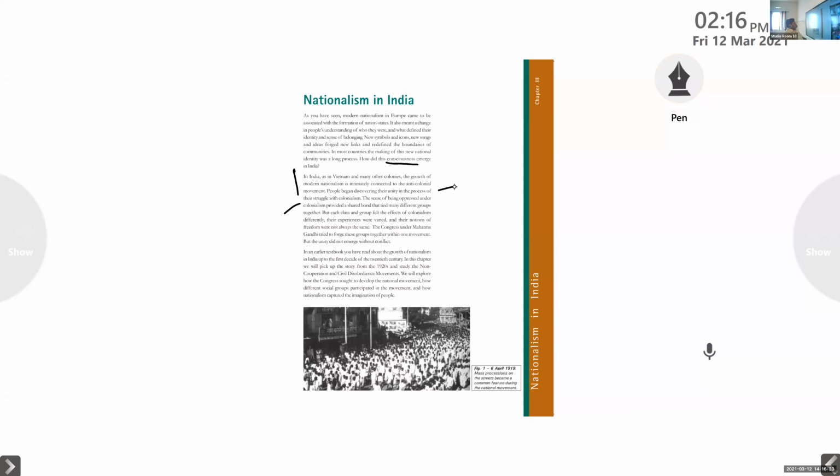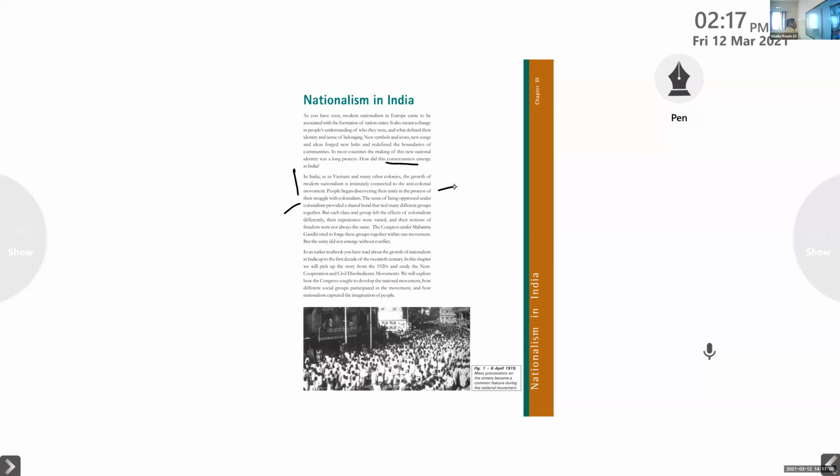The sense of being oppressed under colonialism provided a shared bond and tied many different groups together. Clear? All the farmers were facing problems, the handloom weavers, the industrialists, the common people were also facing problems due to colonial rule. So they united. The feeling against the Britishers was the common thing that united the people in India to create a nation, today's Republic of India.